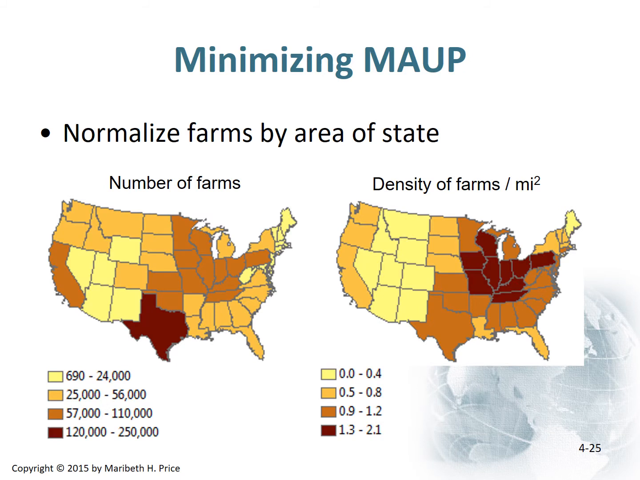How do we minimize it? Number one thing we do is normalize. Normalize our data by something related to what's causing the problem. And so if we're looking at some value and the states are different sizes, that makes it look misleading. For example, number of farms. Well, then instead of looking at farms, we should look at the density of farms per square mile. So now the farm count is divided by the size of the polygon, and it gives us a better representation of how farmy, if you will, that polygon is.